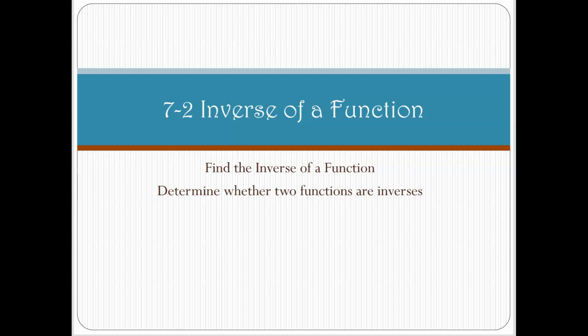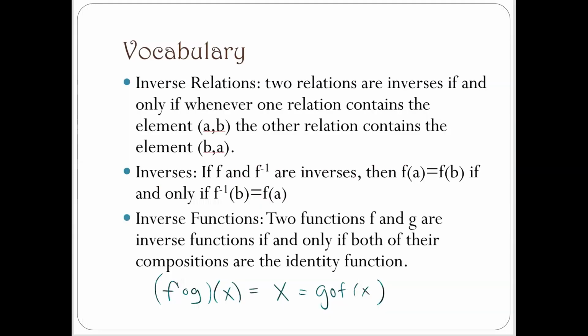All right, we are finding inverses. Inverses are super important because they allow you to find a function's identity. So let's go with some vocab. An inverse relation is when one element contains (a, b) and the other element contains (b, a). So if f of x contained (a, b), then g of x would contain (b, a).